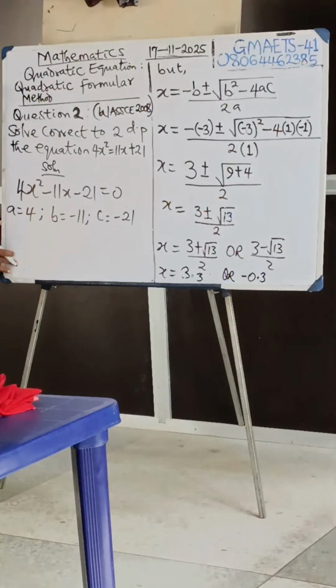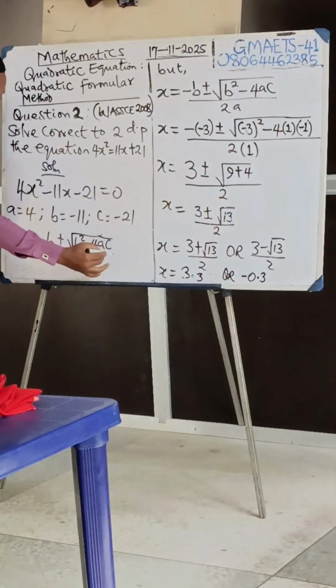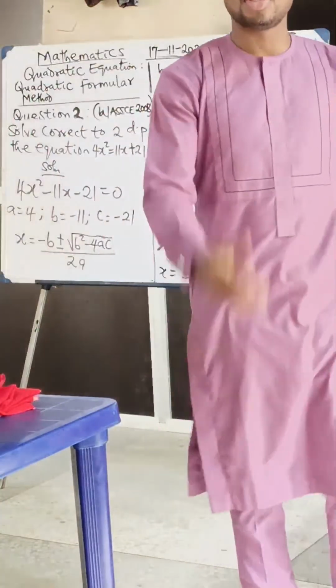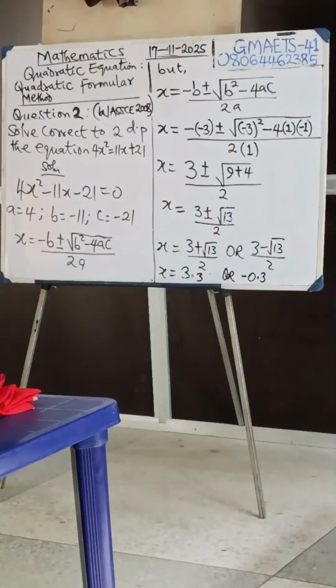We know that to solve for x, you're going to use the formula. Please, let me get the formula. x equals minus b plus or minus square root of b squared minus 4ac, all over 2a. The next step is to substitute. So we're going to do the substitution there. Are you following?